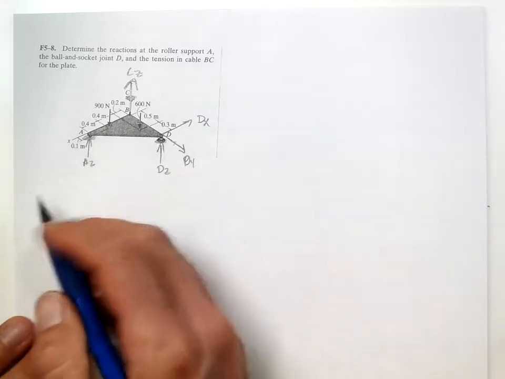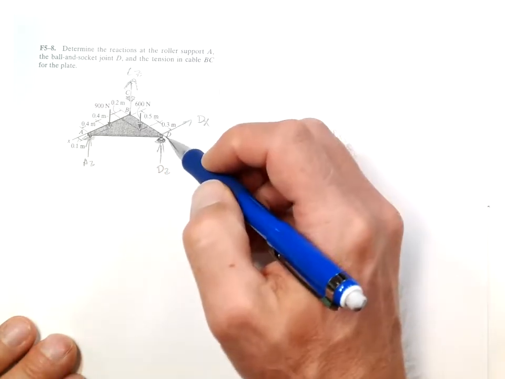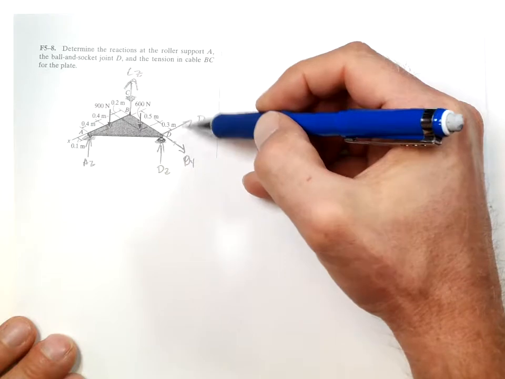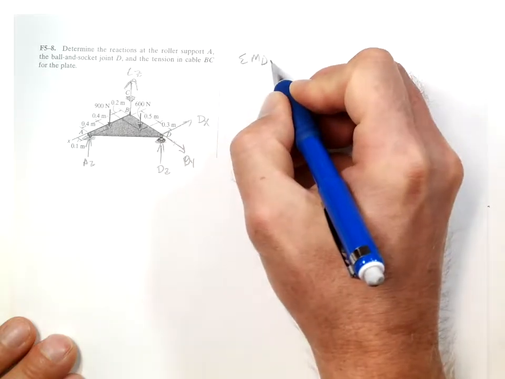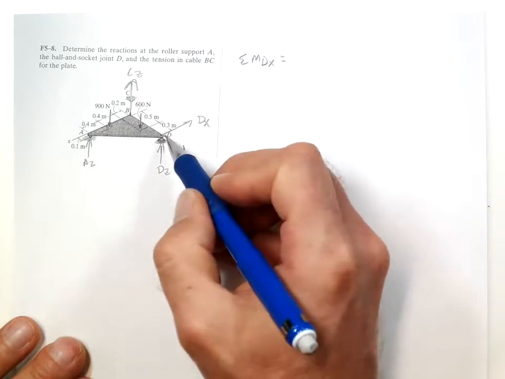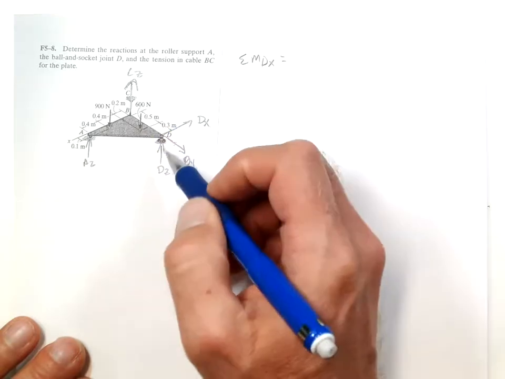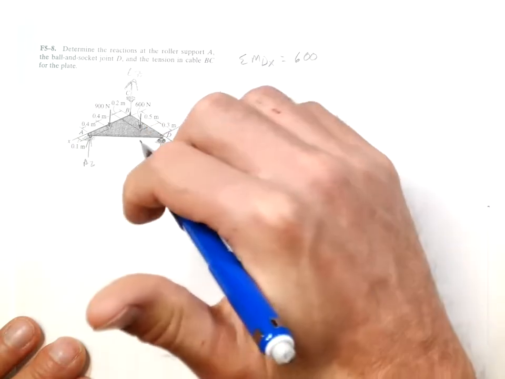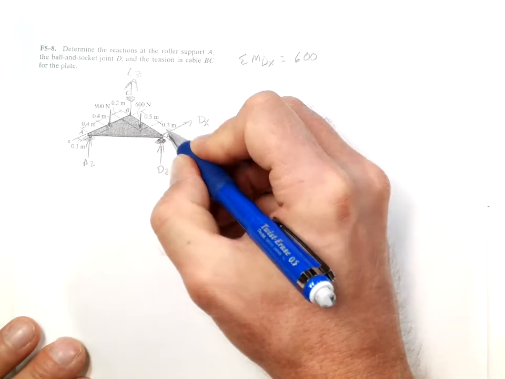So let's start by summing the moments at D about the x-axis. So sum the moments at D about the x-axis. All the D reactions don't matter because they all go through point D. So we're looking at the 600 Newton force, and it's acting down, so it'll cause rotation in the positive x direction, and the distance there is 0.3.